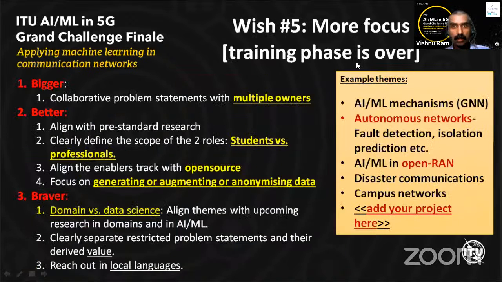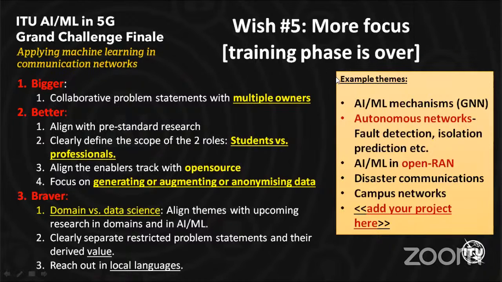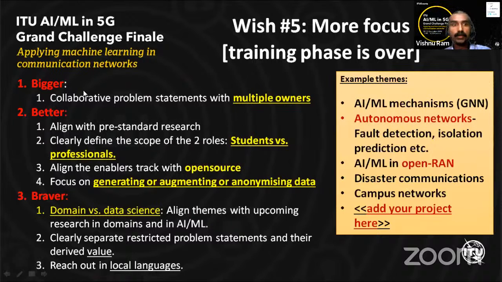And then we would like to focus more. The training phase is over. Now it is the evaluation testing phase of this model. In this model, we would like to get it bigger, with multiple owners, with collaborative problem statements. We would like to get it better. We would like to separate out students and professionals. We would like to do open source. And then we would like to also look at domain versus data science problems and so on.